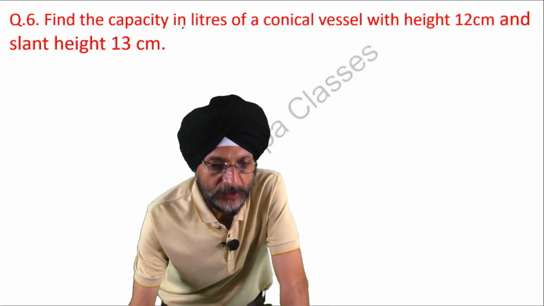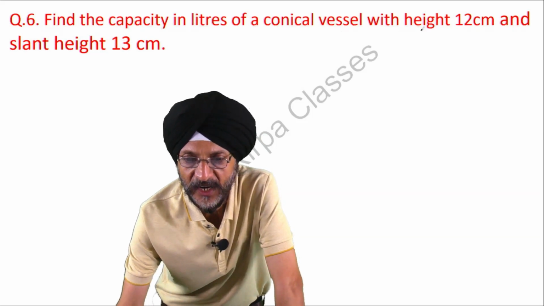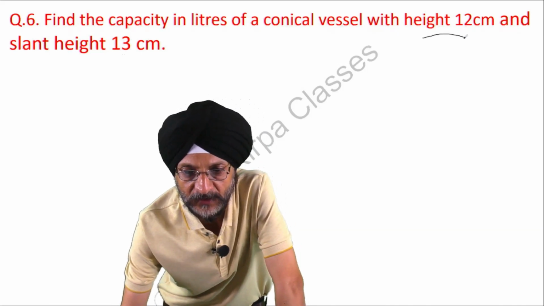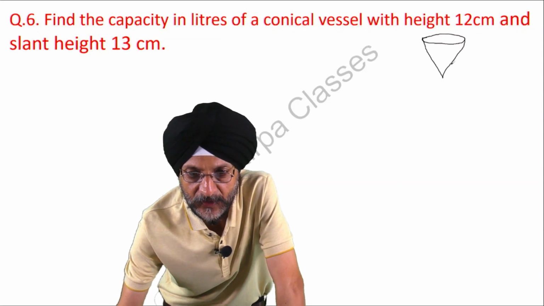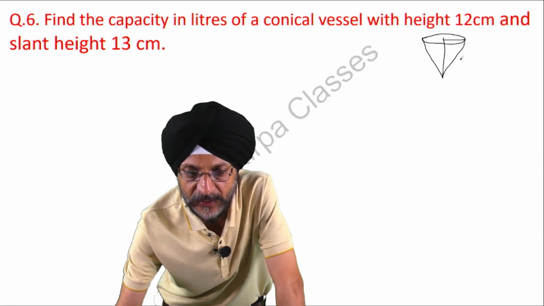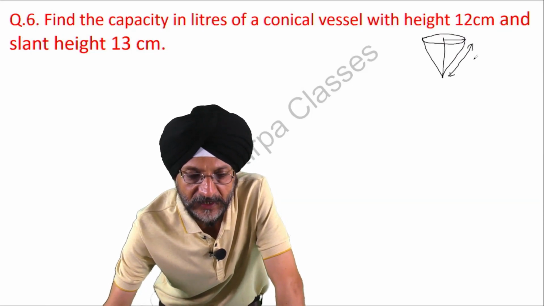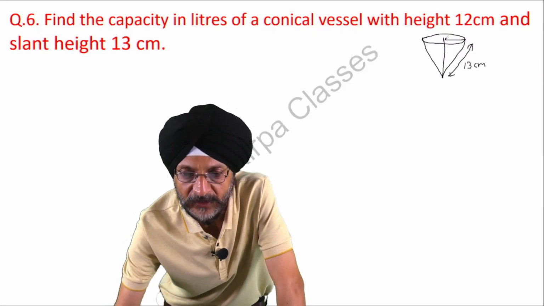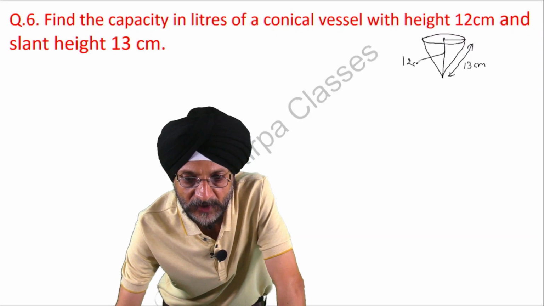So now the question before us is: find the capacity in liters of a conical vessel with height 12 centimeter and slant height 13 centimeter. This is the conical vessel. This is the radius, this is the height, this is slant height. From here to here, this is slant height and it is 13 centimeter. This is the height from here to here, and this is 12 centimeter.